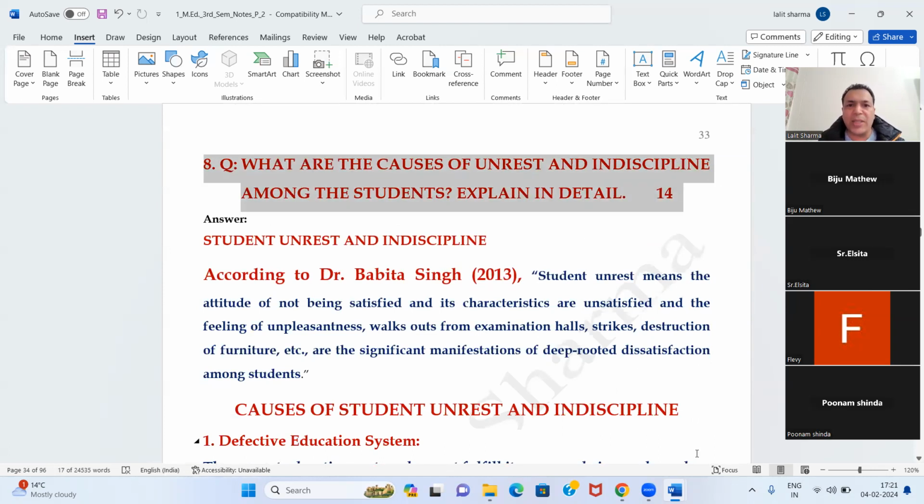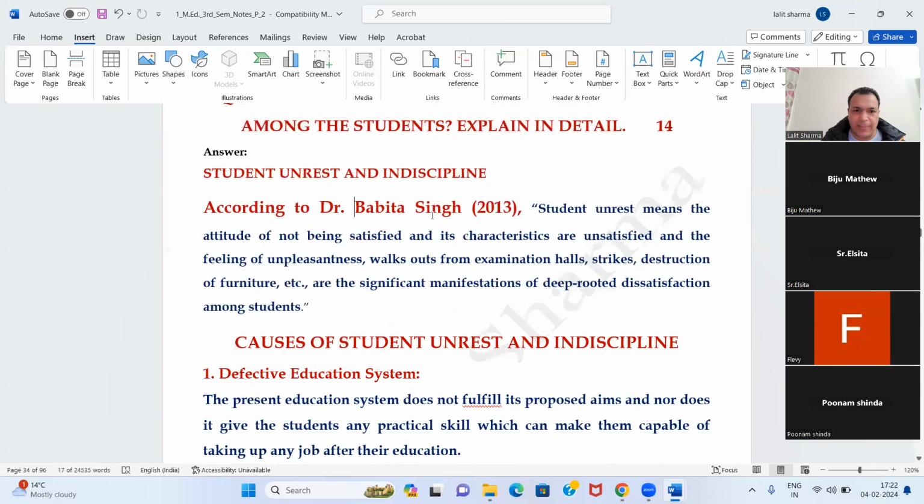8th question is, what are the causes of unrest and indiscipline among the student? Explain in detail. I request to all of you, advise to all of you, learn this paper. Even in the notes, even I have sold the last year paper, and after that, I have given you the additional notes, in detail. You have to learn this. This is the most important. Even this is the informative. You should know that, because this is the main point now, which you have to work. You have to work on it. Why the student is unrest and indiscipline.